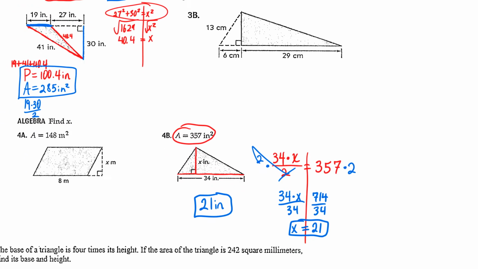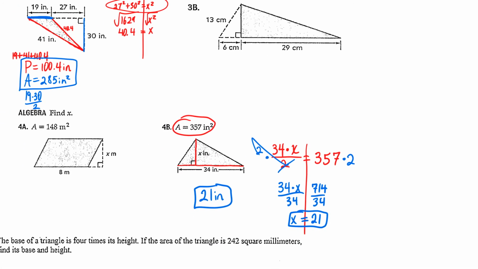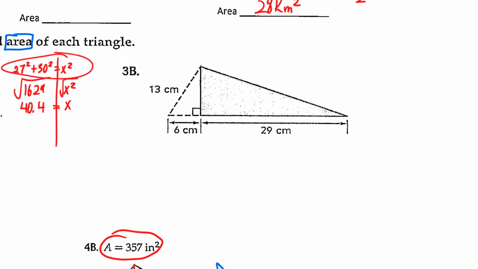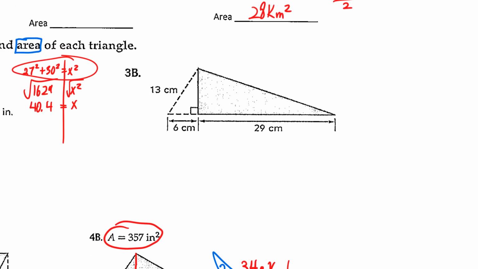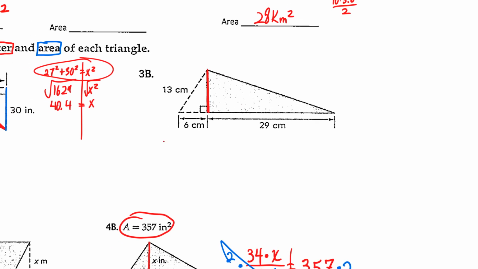Okay, you know what? I skipped this one. I want to go back up to this 3b here. Okay, so on this one, we're going to have to use Pythagorean theorem twice. So the first thing I want to do is find the length of this side right here. So how am I going to find the length of that side? So I'm going to go 6 squared plus x squared equals 13 squared. Okay, because I'm looking for this side. 13 is the C. So we're going to have 36 plus x squared equals 169, minus 36.